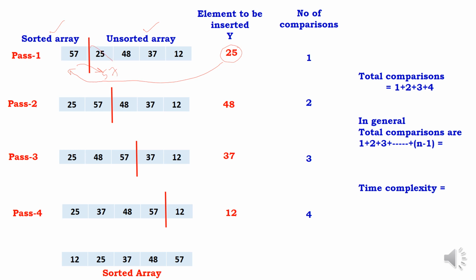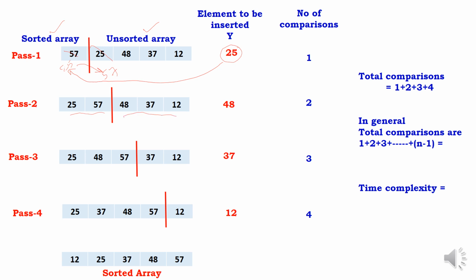Because 25 is already placed in a variable y, there is space, and 57 is shifted to its next place, and there is a space to insert 25 here. Now there are no elements to compare with 25, and 25 is placed here. So 57 is shifted to the next position and 25 is placed there. Now see, the sorted array contains two elements, the unsorted array contains three elements.